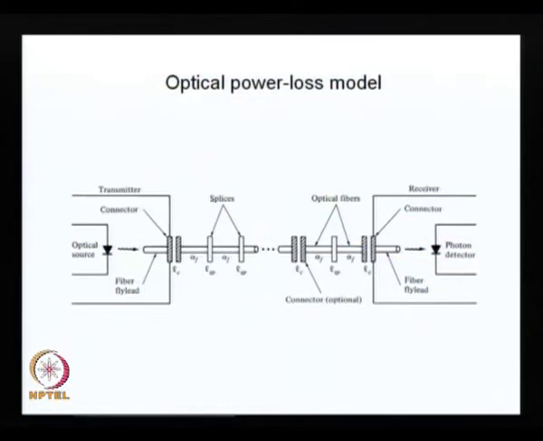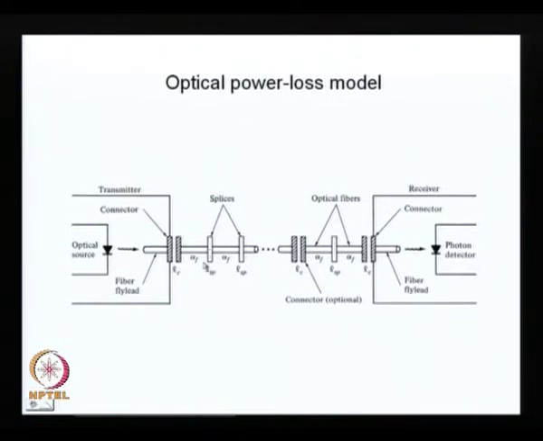So, let us see the modules which we have for the optical point to point link. On one side we have a transmitter which has an optical source. Optical energy from the source is coupled to the optical fiber through a connector. Then the optical signal travels on the optical fiber.